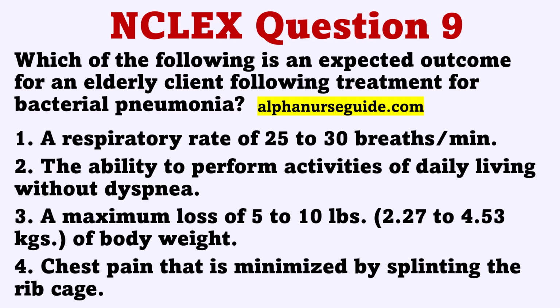The correct answer is 2. An expected outcome for a client recovering from pneumonia would be the ability to perform activities of daily living without experiencing dyspnea. A respiratory rate of 25 to 30 breaths per minute indicates the client is experiencing tachypnea, which would not be expected on recovery. A weight loss of 5 to 10 pounds is undesirable. The expected outcome would be to maintain normal weight. A client who is recovering from pneumonia should experience decreased or no chest pain.